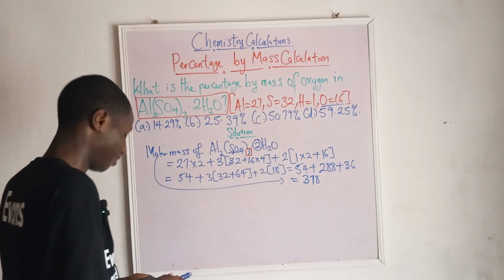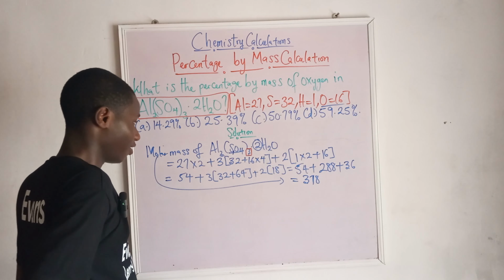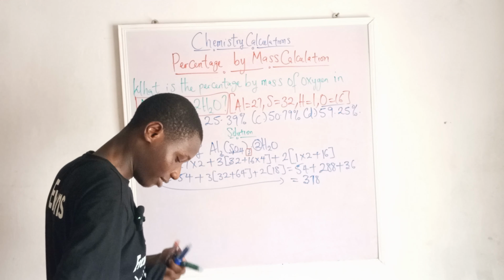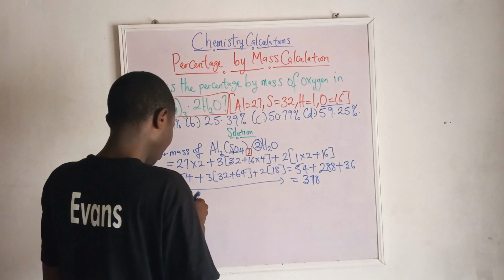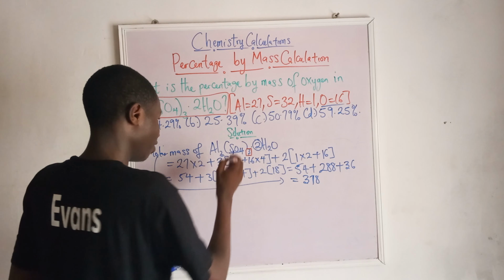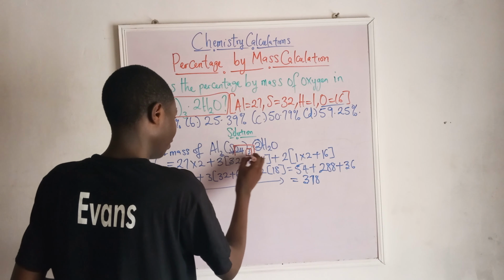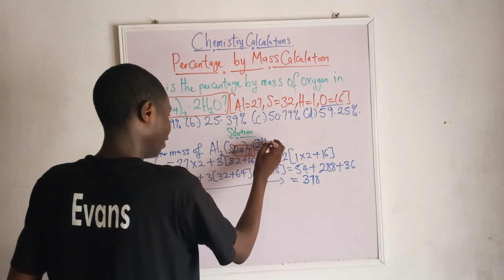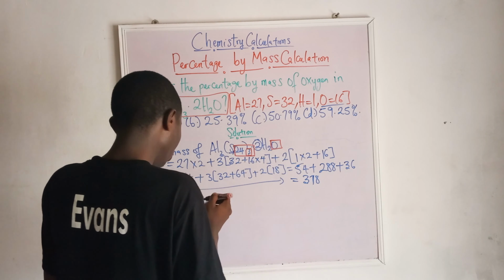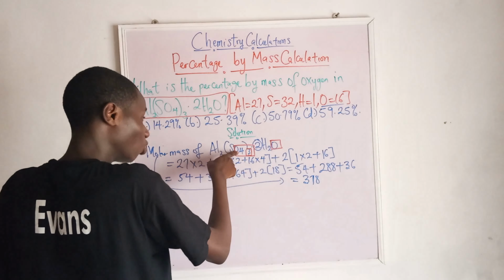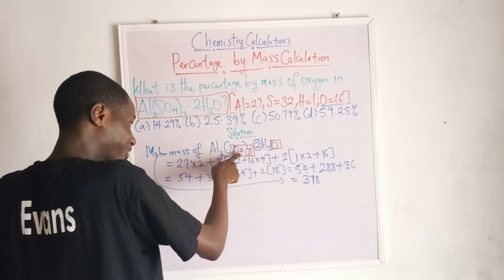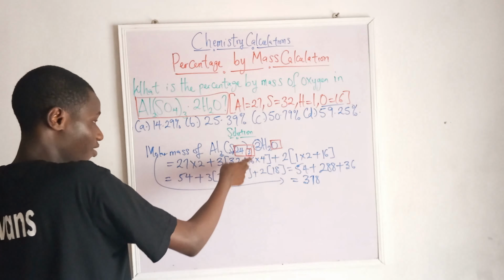Now let's count. Look at it. We have one oxygen here. I want us to count together. We have one oxygen here. We have another oxygen here. Now, how do you now know the number of oxygen we have? Now look at this oxygen. It is 4. We have 4 oxygen here, right?